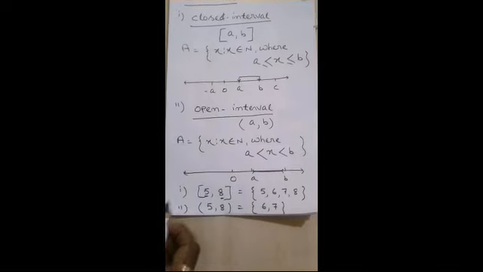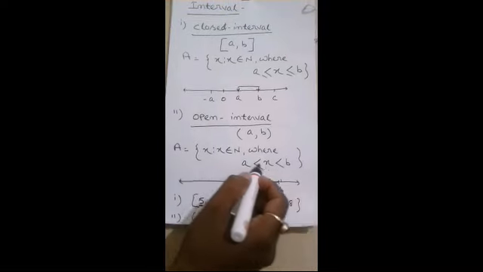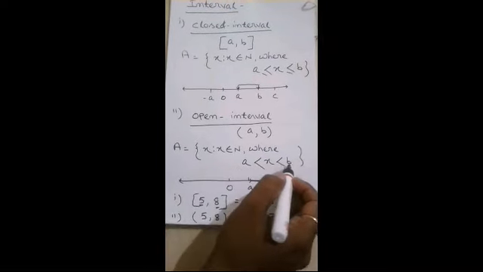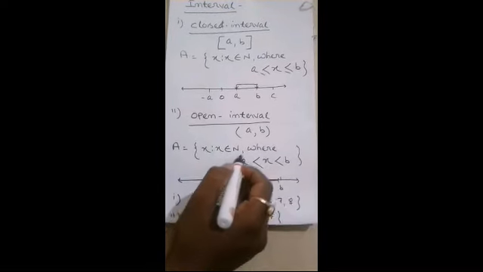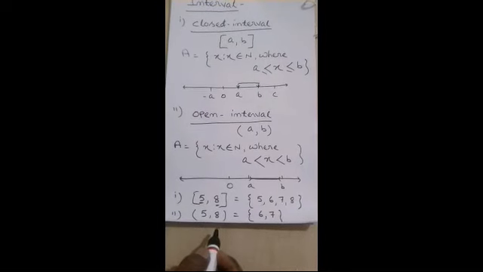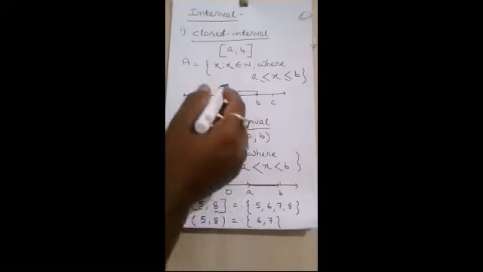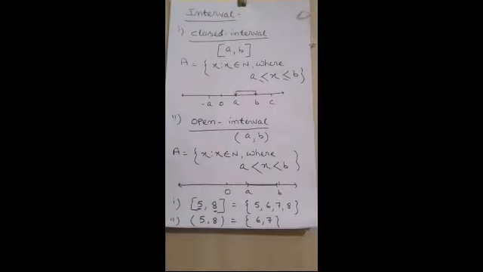But in an open interval, you see here the equal sign is not there. That is, X is greater than A and less than B. Here it will be not equal. So if (5,8) is written as an open interval, the elements are 6 and 7 only. So this is the difference between closed interval and open interval.